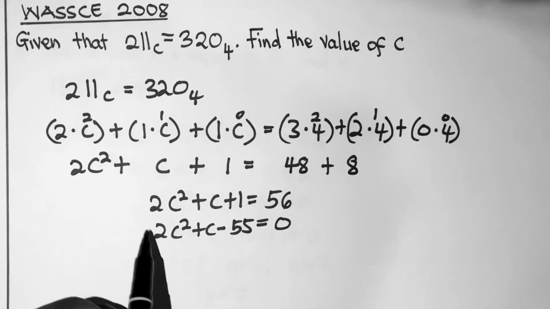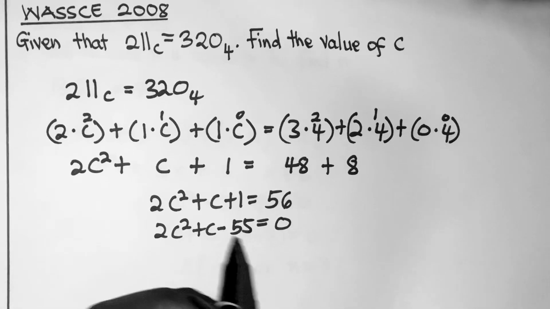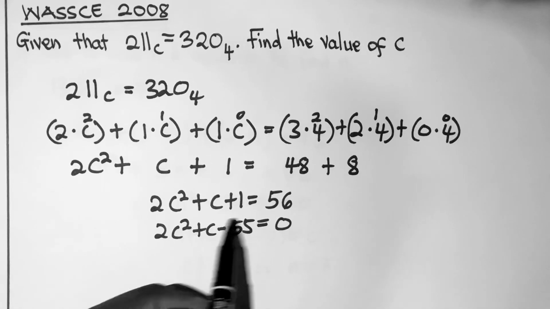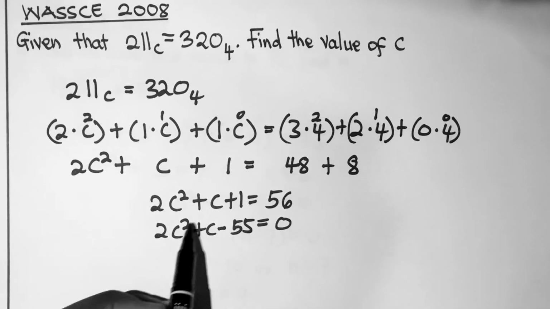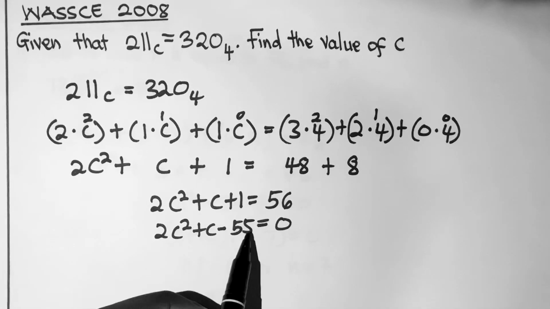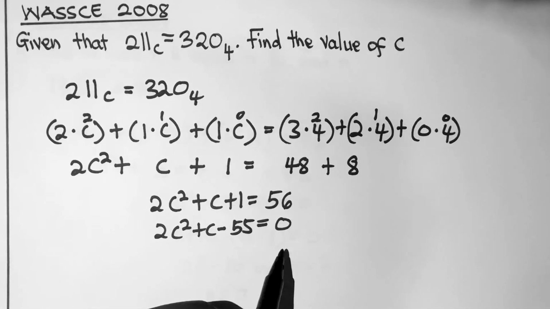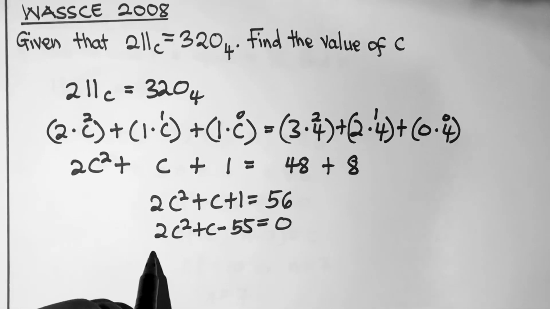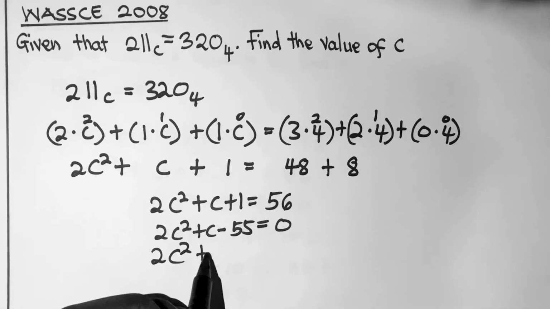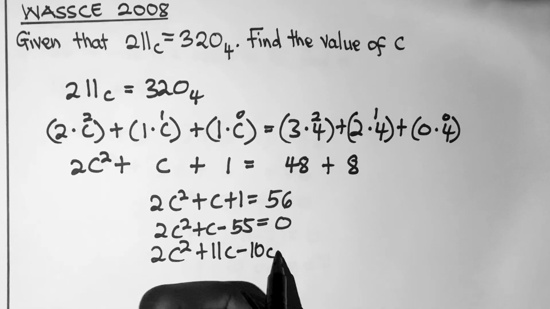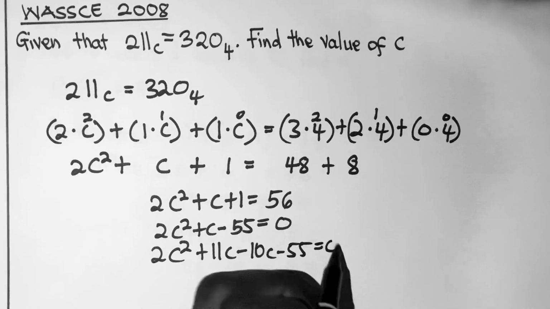So now you see that 2 times minus 55 is minus 110. So two numbers that when you multiply, you get minus 110, but when you add, you get 1. So you see that 11 times minus 10 is minus 110, and 11 minus 10 is 1. So this becomes 2c squared plus 11c minus 10c minus 55 is equal to 0.